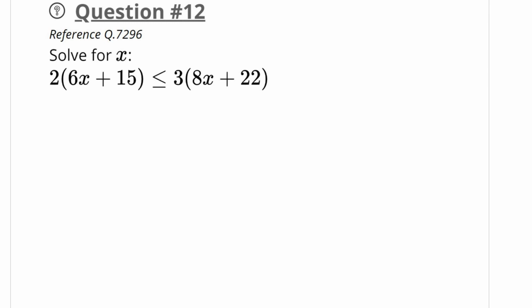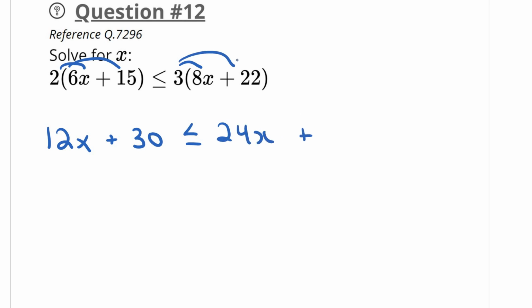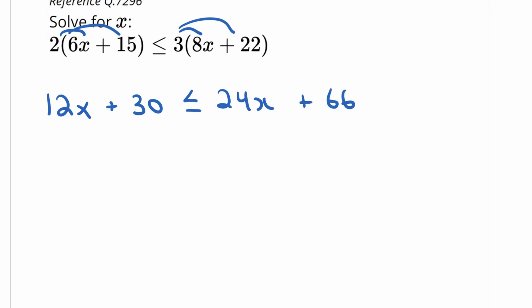Okay, question number 12 here. Let's just go ahead and distribute this. So 2 times 6 is 12x plus 30, less than or equal to, if I distribute that, I get 24x plus, and then if you distribute that again, 22 times 3, which is 66, right? And from there, let's circle the plus 30 and the 24x and bring them over to the other side. So 12x minus 24x less than or equal to 66 and then minus 30.